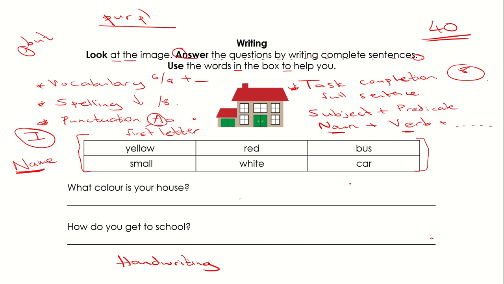Okay, so those are the 5 things that you get a score for in writing. So full sentences, vocabulary, spelling, punctuation, handwriting.